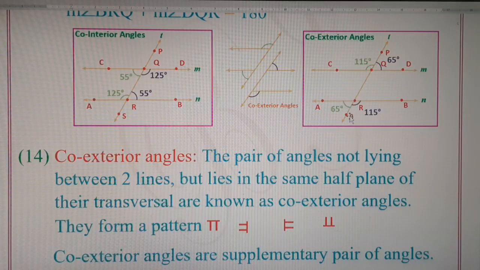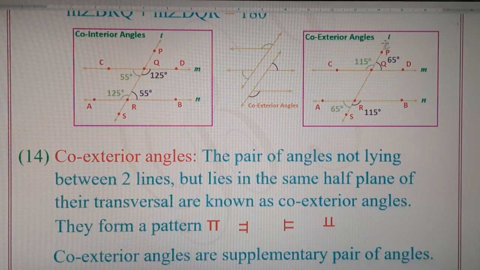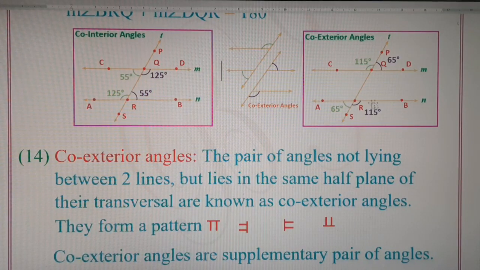So angle ARS and angle CQP are co-exterior angles. The green colored marked angles are co-exterior angles. Similarly, on the right side of this transversal, in the same half plane of the transversal but outside the two parallel lines, these violet colored marked angles are known as co-exterior angles. They are angle BRS and angle DQP. Angle DQP and angle BRS are co-exterior angles. The violet colored marked angles are known as co-exterior angles.